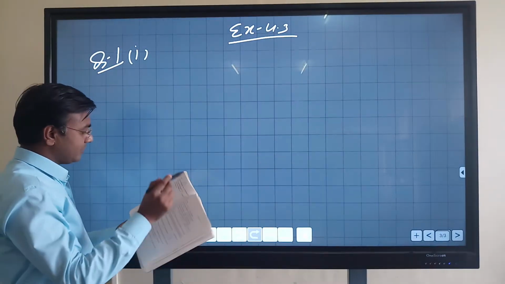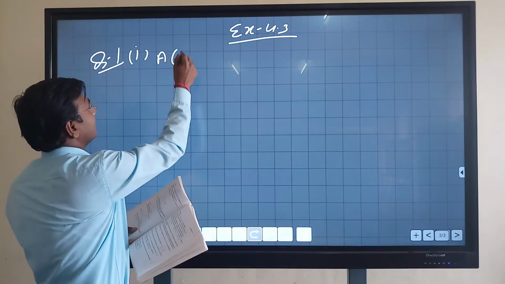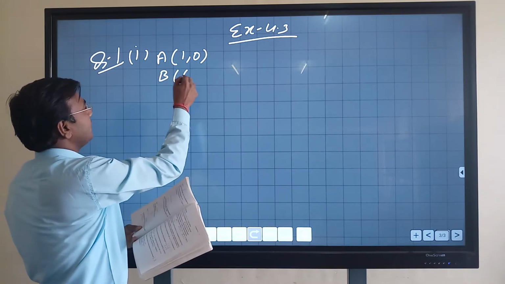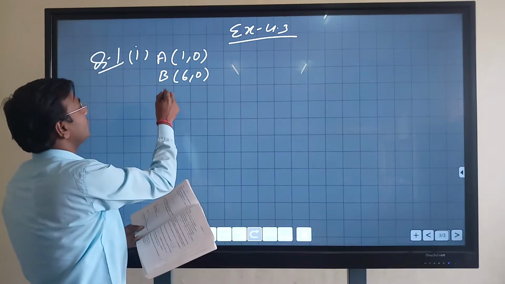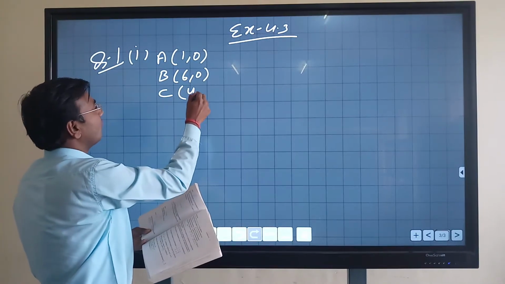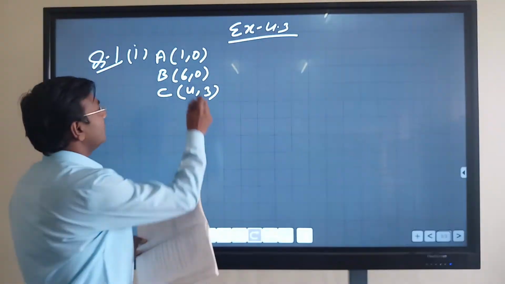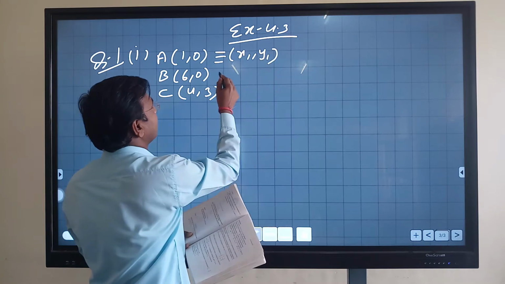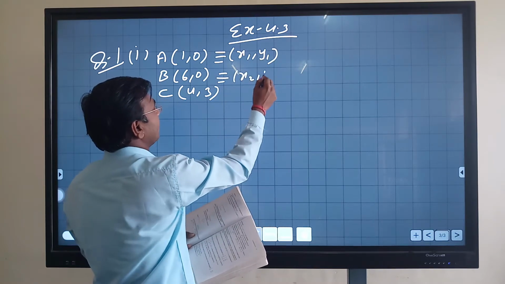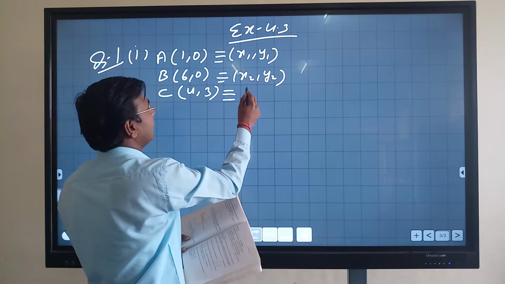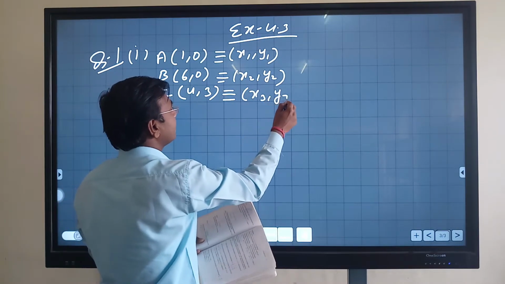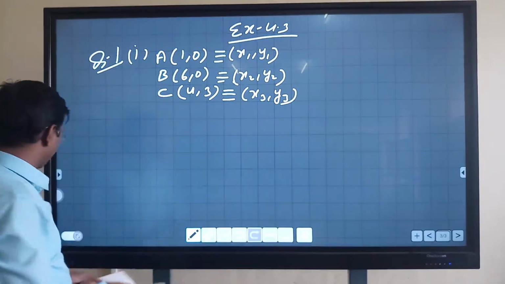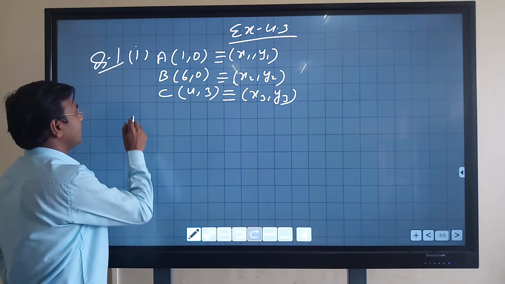Find the area of the triangle with vertices given as, let's take the point A (1, 0), point B (6, 0) and point C (4, 3). The coordinates we can take as x1 y1, second one x2 y2 and third one x3 y3. So we have to find the area of the triangle. Now apply the formula.